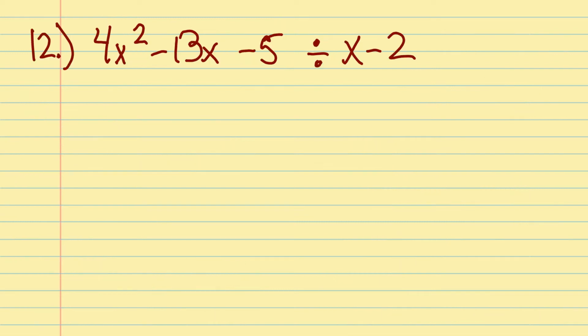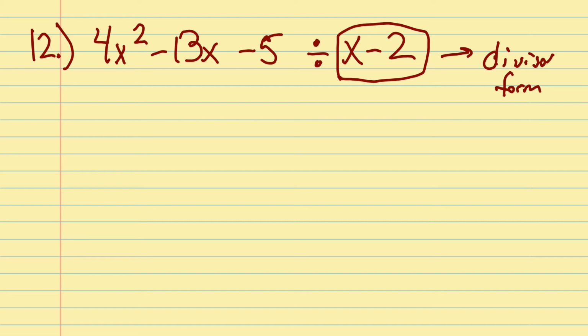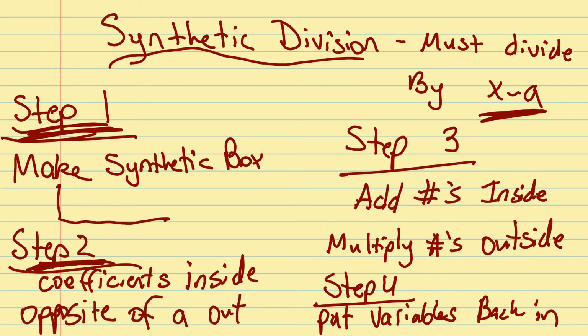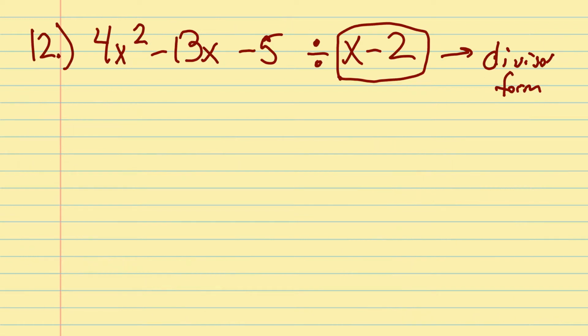Alrighty, 12: we have 4x squared minus 13x minus 5 divided by x minus 2. Because it's x minus a number, we're allowed to do synthetic division, and we call that divisor form. And remember, in case you're lost, you look back and follow your steps. Here are the steps we're going to follow. Step 1 says we're going to make our box.